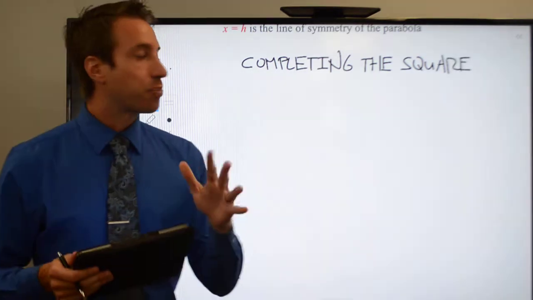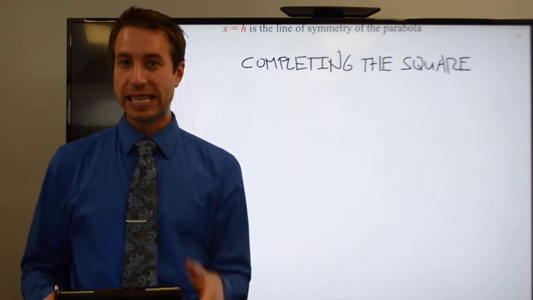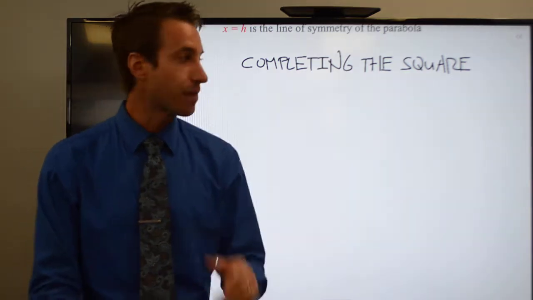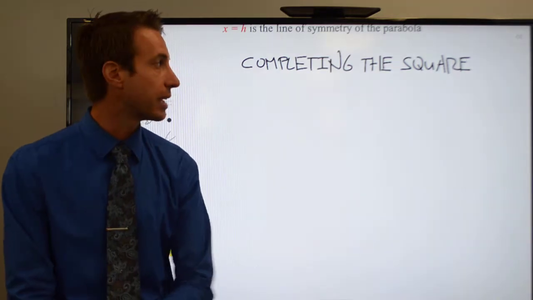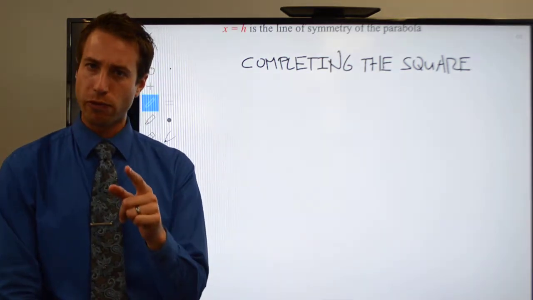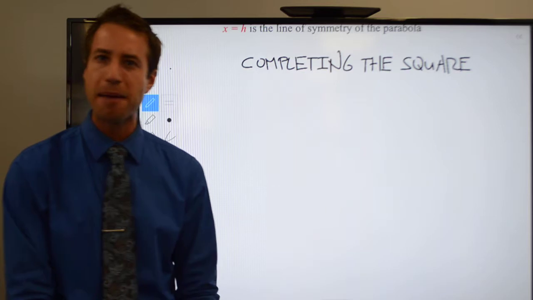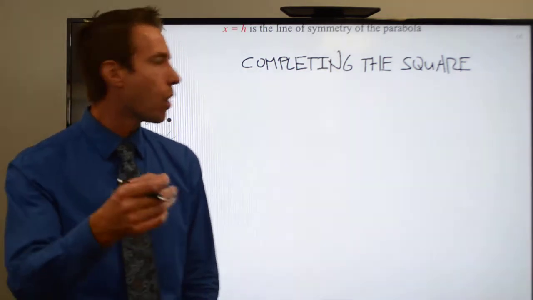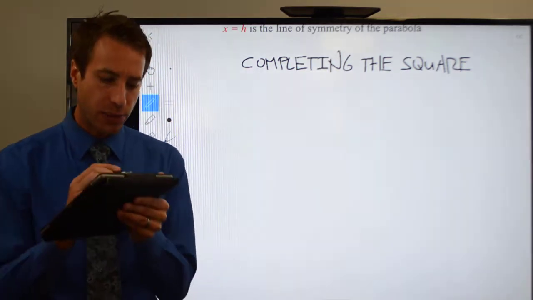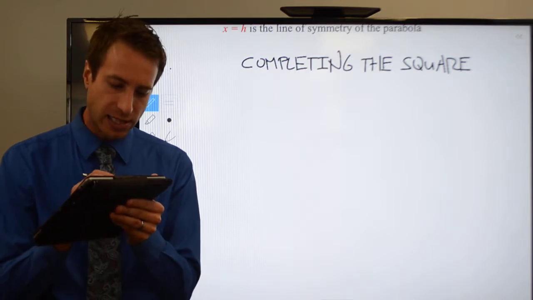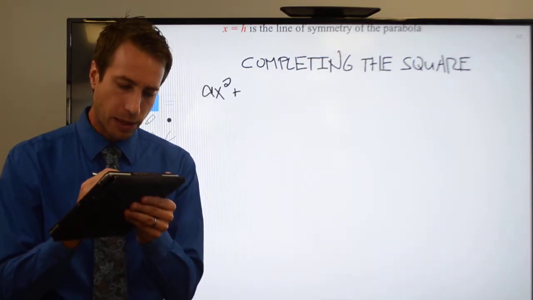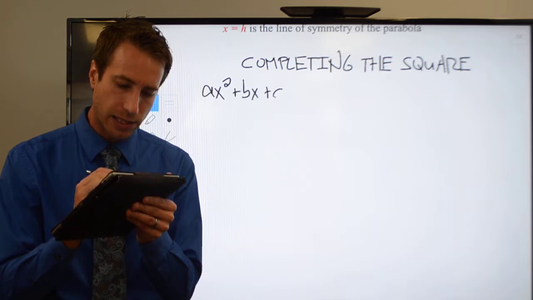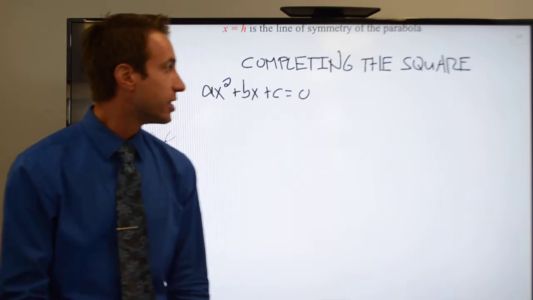This completing the square, which we did in this chapter in section 5, we have a whole note set and videos on completing the square. Let me refresh with you how that method worked. In order to complete the square, you were given a quadratic in standard form. It looked like this: ax squared plus bx plus c is equal to 0.